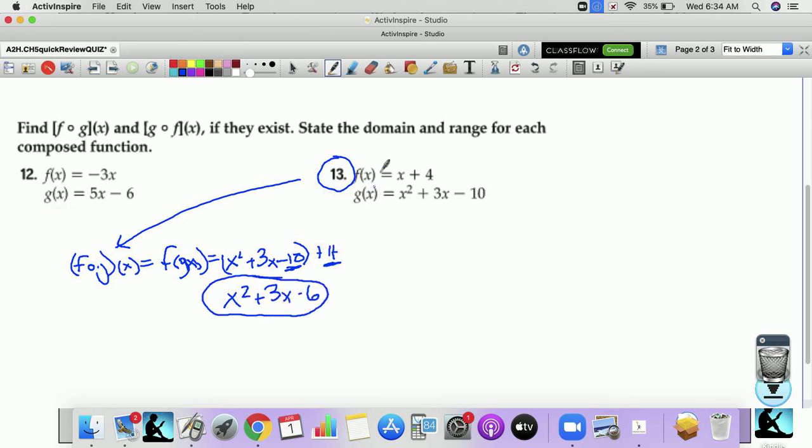Now we should check our domain and range for these. Our domain here is all reals, okay, and our range is also all reals. So when we solve this and we get all reals as our answer, we need to make sure that we can plug in all reals here, right? Because what we did is we found our answer and we plugged it in to the f function.